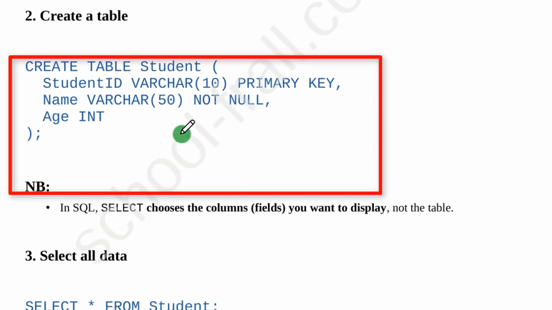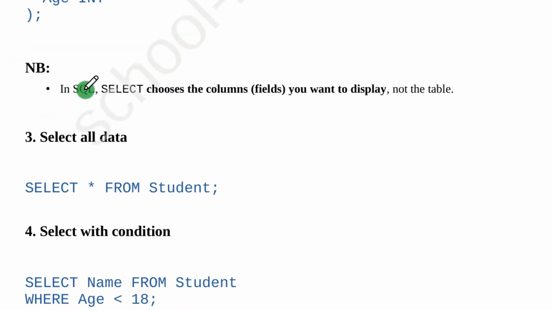The next one, age. Take note, when you reach the last attribute, no need to add a comma there. Like here, the last attribute of my table is age. You see there's no comma. After doing that, you close the parenthesis and end with a semicolon. Never forget this. Now, the next one being select.